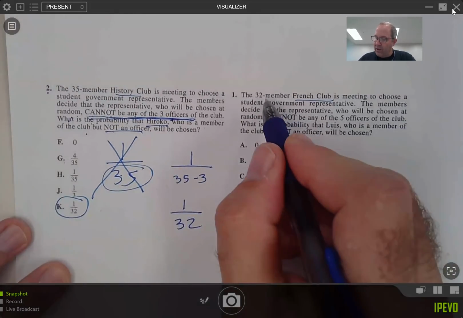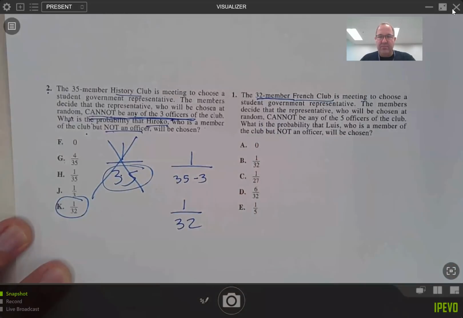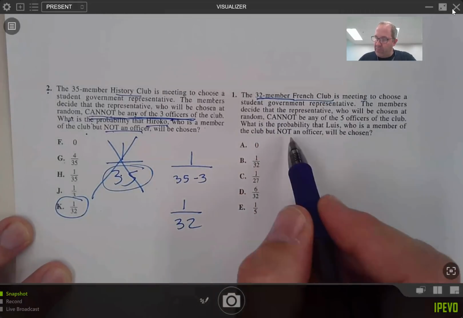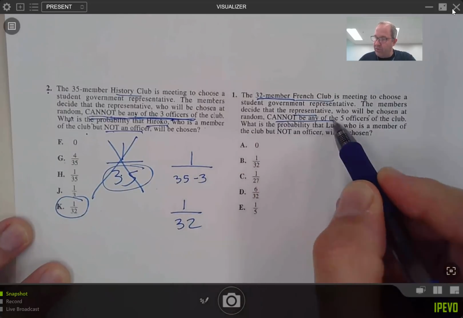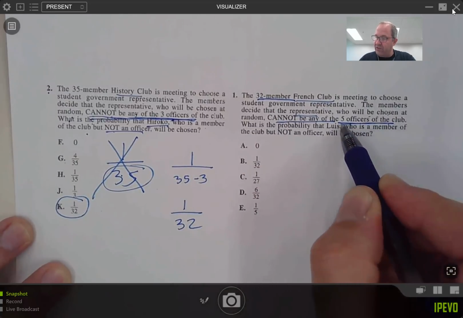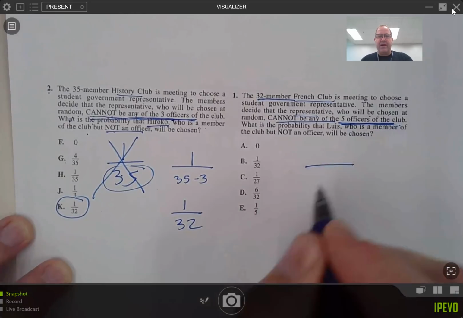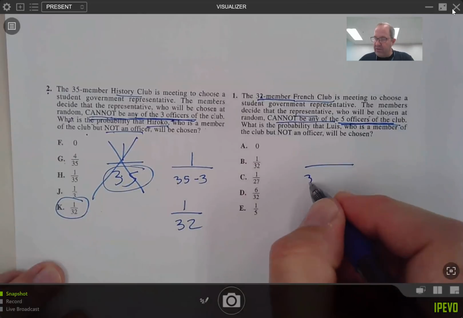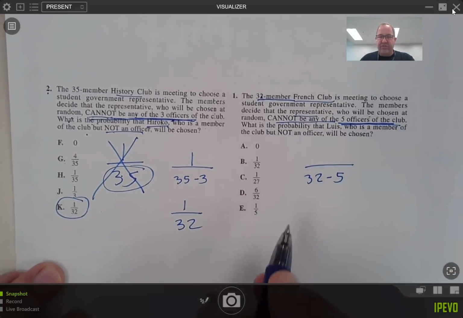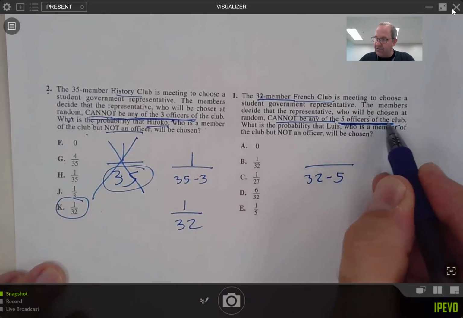Okay, we are told there's a 32-member club, and they're going to choose a representative at random, who cannot be one of the 5 officers of the French club. So when I think about how many possibilities there are, there's not really 32 people they're choosing from. They're choosing from 32 minus 5, right? Because they're not going to be picking one of the 5 officers.